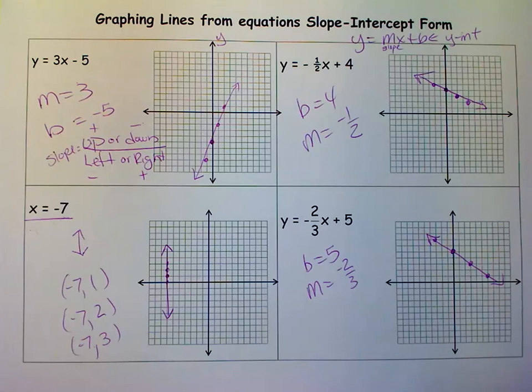And that is how you graph lines that are given to you in slope-intercept form. If they're not given to you in slope-intercept form, it's really the easiest thing to do to get them in slope-intercept form and then graph them.